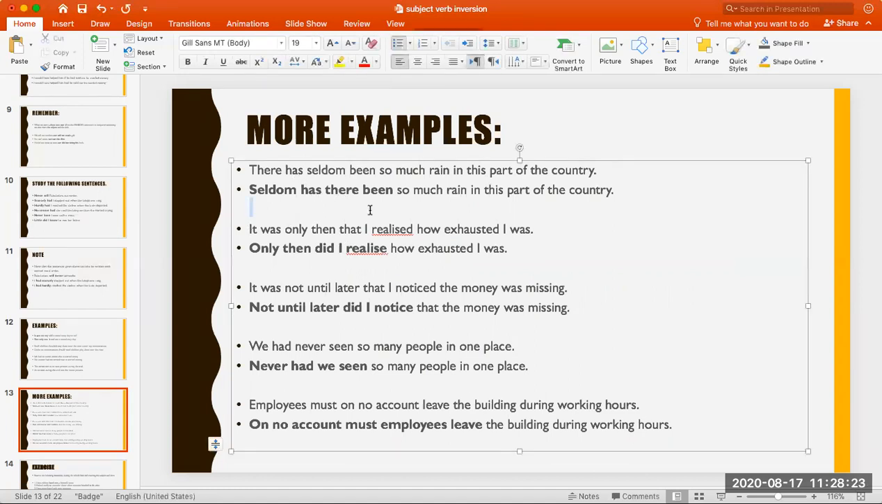Remember, if you don't have an auxiliary, you don't have a can, could, shall, should, will, would, have, has, had, am, is, are, was, were, you have a main verb. In these cases, we use do, does, did to create the auxiliary verb before the subject. It was only then that I realized how exhausted I was. So "only then," the main verb here is "realized." Only then did I pay attention to this. This is significant. After do, does, did, always go for the infinitive. Always.